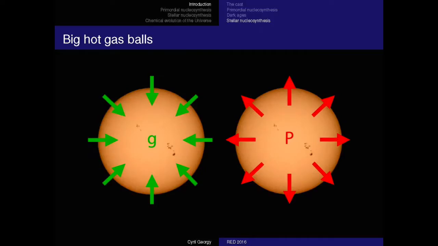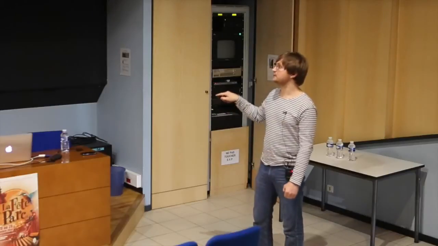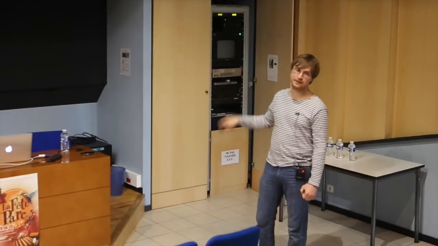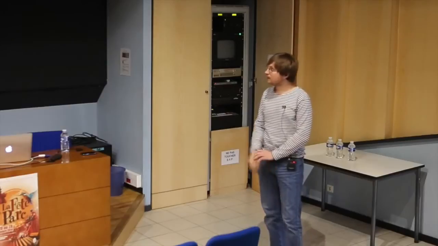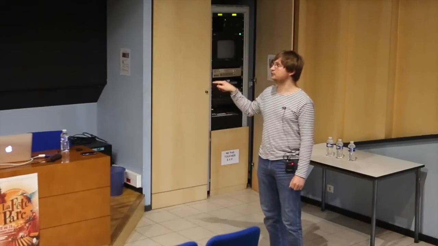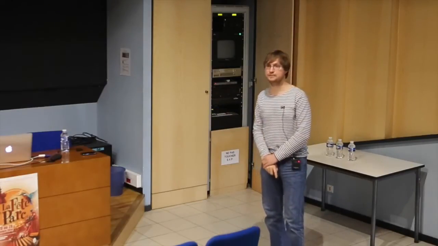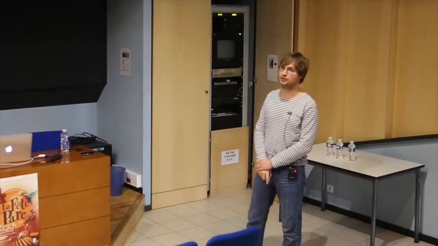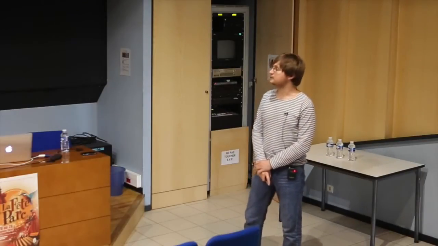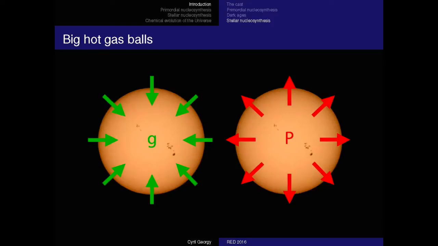So, what is a star? Stars are big hot gas balls. Two forces are important for a star. The first one is gravity, which tends to bring all the matter towards the center. And as you know, when you compress gas, you will increase its pressure. And at some point, the pressure can counteract the effect of gravity, making something stable over time and allowing a star to live for some time.